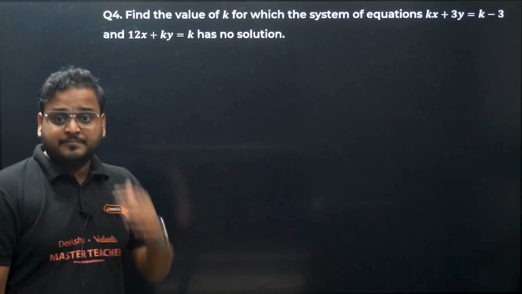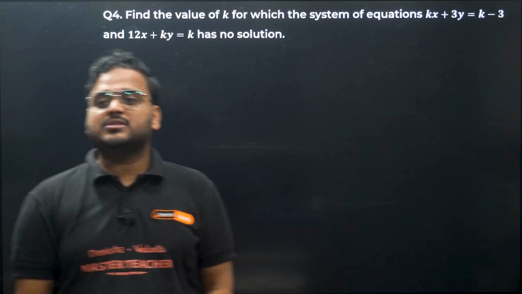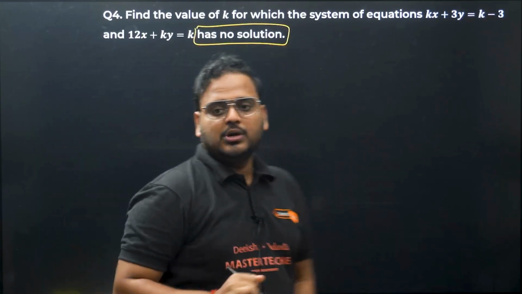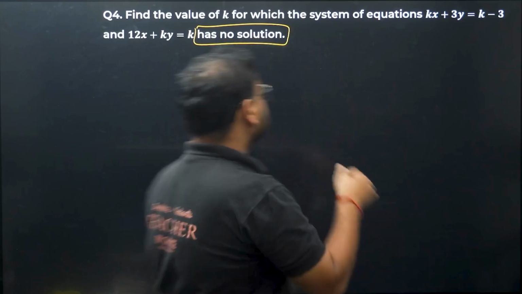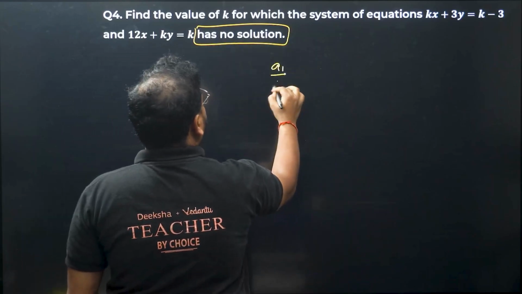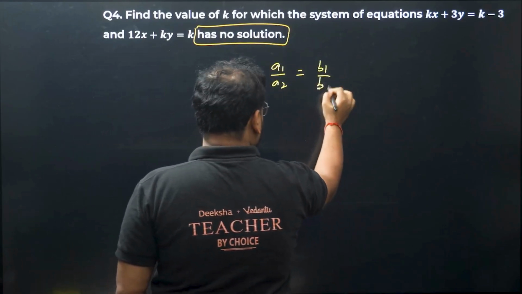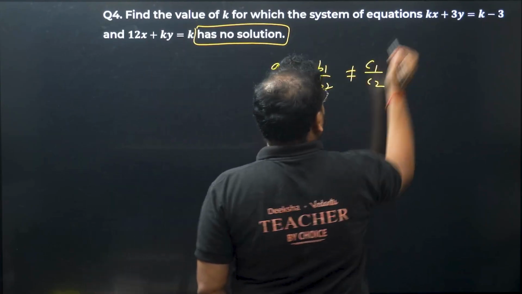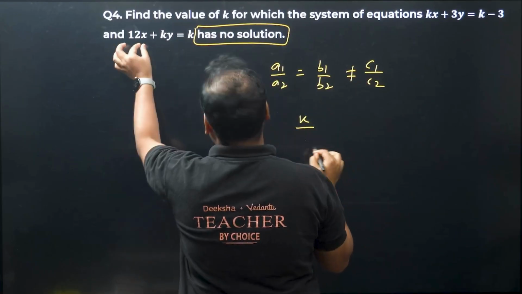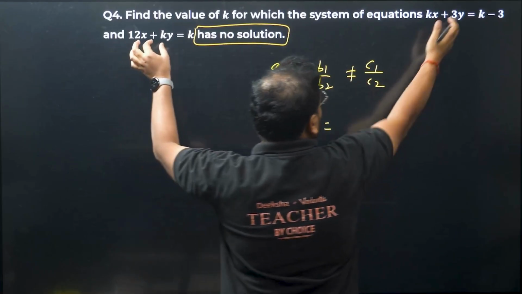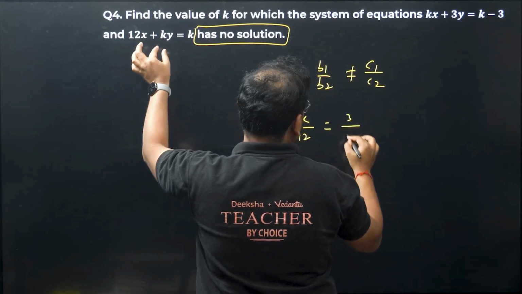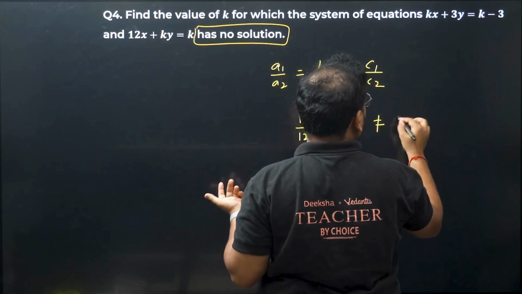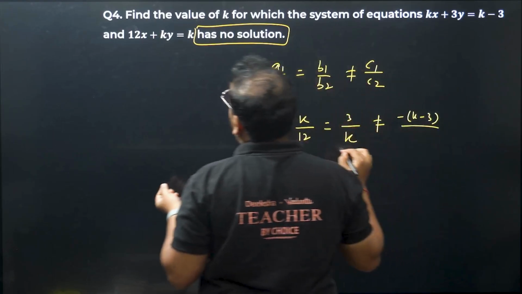Find the value of k for which the system of equations has no solutions. Has no solutions. What is the condition? No solution means A1 by A2 should be equal to B1 by B2 and should not be equal to C1 by C2. Please check. What is A1? K. So k by 12 should be equal to 3 by k. Should not be equal to C1 is what? Bring it on this side. Same thing only, minus k minus 3 divided by minus k.